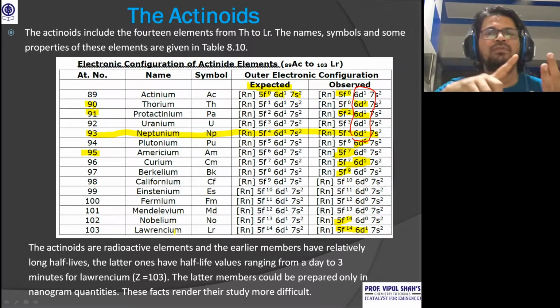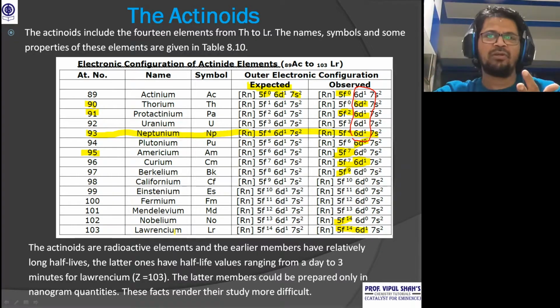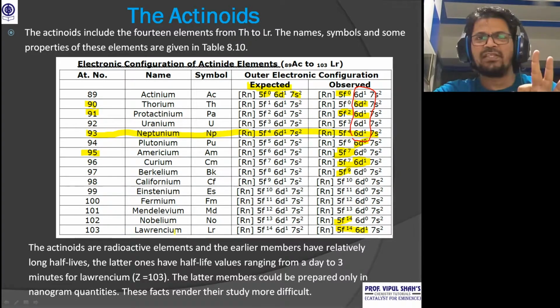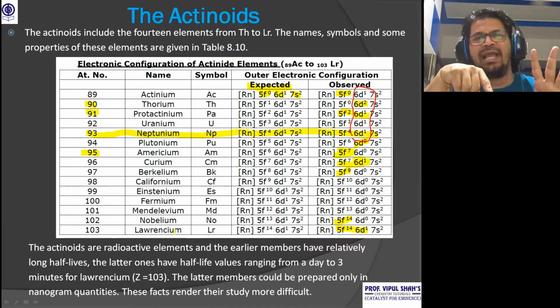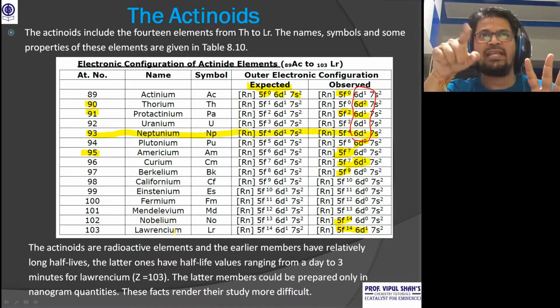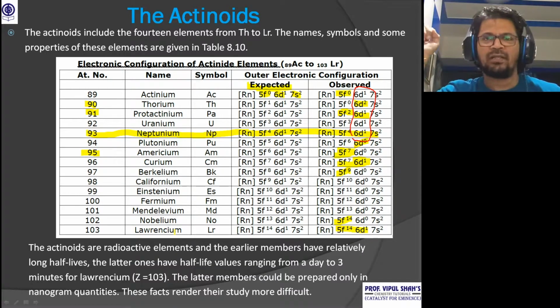For example, the 3d series is scandium to zinc, what I gave you. Then the 4d series is yttrium 39 to cadmium 48. The 5d series is La 57, then immediately next hafnium 72 to mercury 80. Last, the 6d series, actinium 89, then straight away 104, that's rutherfordium, till copernicium Cn, that's 112. Okay, that is how the whole part works.